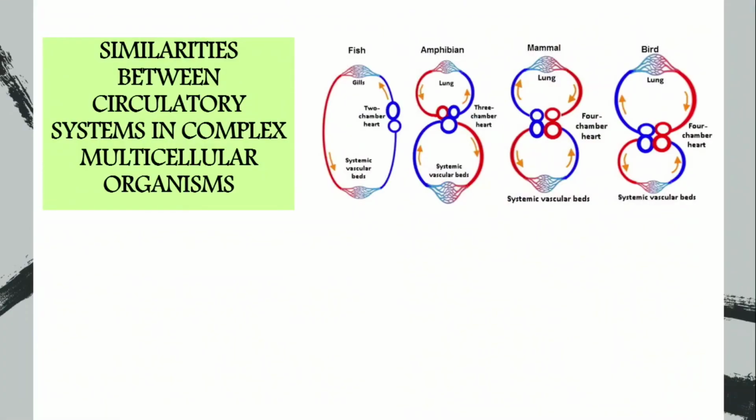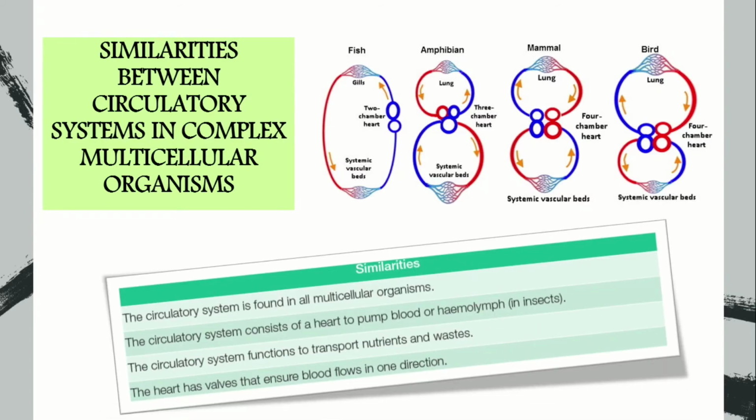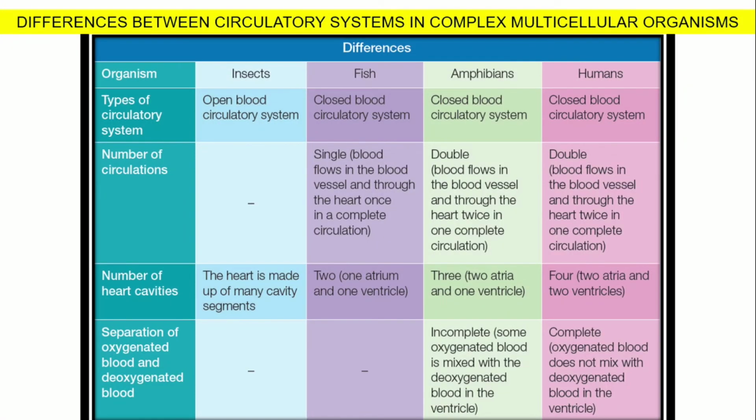Here are some similarities between circulatory systems in complex multicellular organisms. A circulatory system is found in all multicellular organisms. It consists of the heart to pump the blood or hemolymph. The circulatory system functions to transport nutrients and waste, and the heart will ensure that the blood flows in one direction only. Here are the differences between the circulatory systems in complex multicellular organisms.